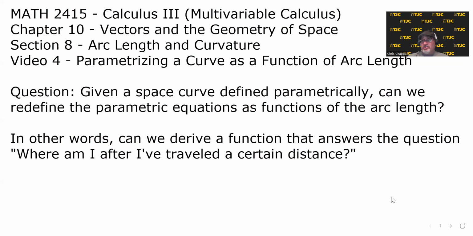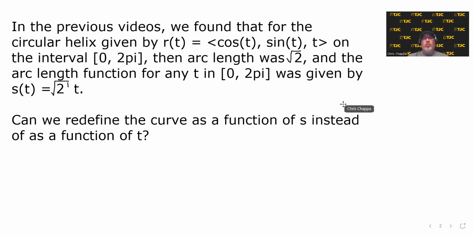Well, it's actually not as hard as it seems because it's really more of an algebra situation than a calculus situation. In the previous video, we found that the circular helix was given by the vector function r of t equals cosine of t, sine of t, t on the interval 0 to 2 pi.